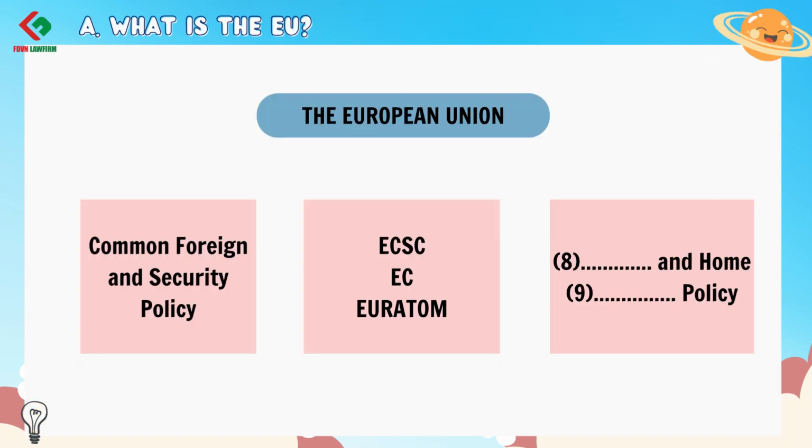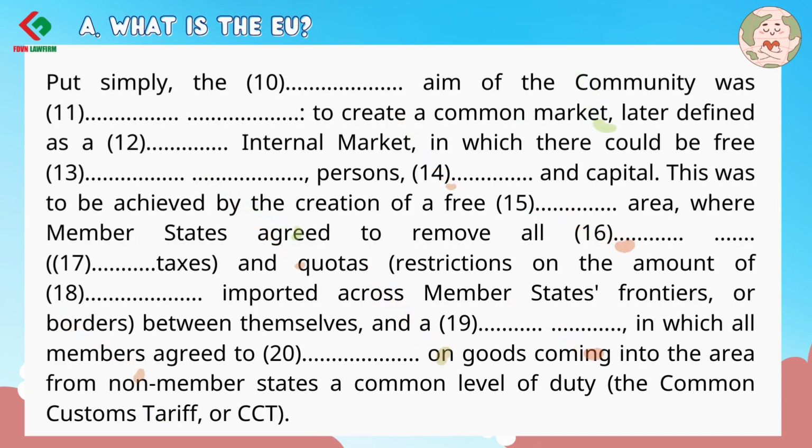The European Union: Common Foreign and Security Policy; ECSC, EC, Euratom; Justice and Home Affairs Policy. Put simply, the original aim of the community was economic integration, to create a common market, later defined as a single internal market, in which there could be free movement of goods, persons, services and capital.